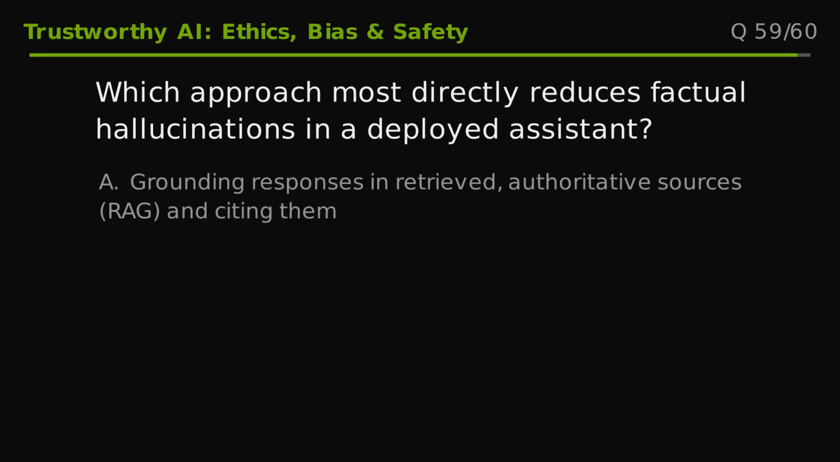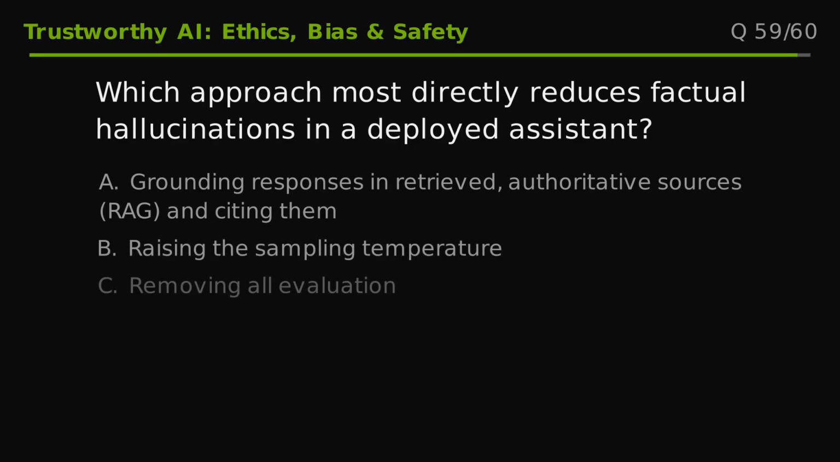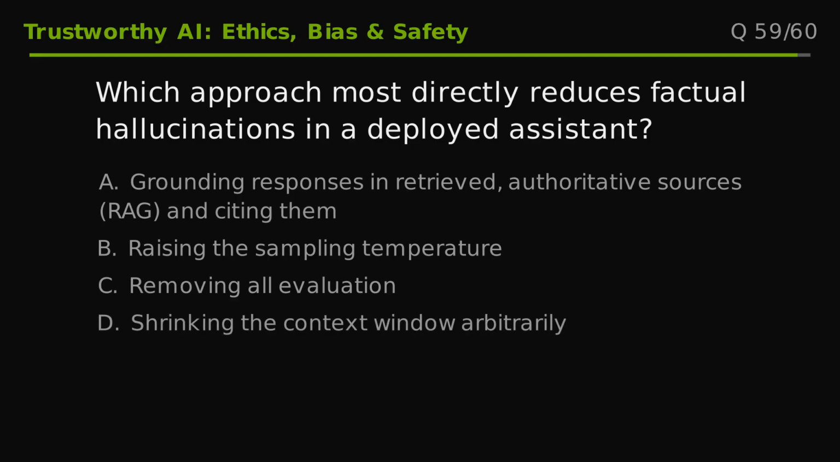Option A. Grounding responses in retrieved authoritative sources and citing them. Option B. Raising the sampling temperature. Option C. Removing all evaluation. Option D. Shrinking the context window arbitrarily.